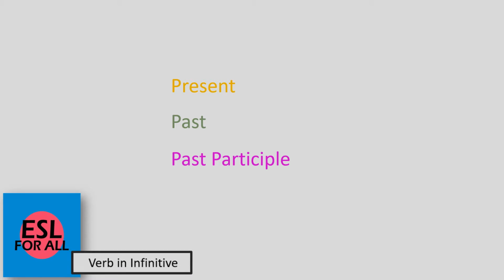In first place, we're going to use color codes for each form of the verb. The verbs in present will be this color, past, and past participle. So in that way, you can identify all the tenses. Now, if you see in the bottom, we have a box that says verb in infinitive. The verbs in infinitive are all those verbs that have to: to run, to play, to eat.